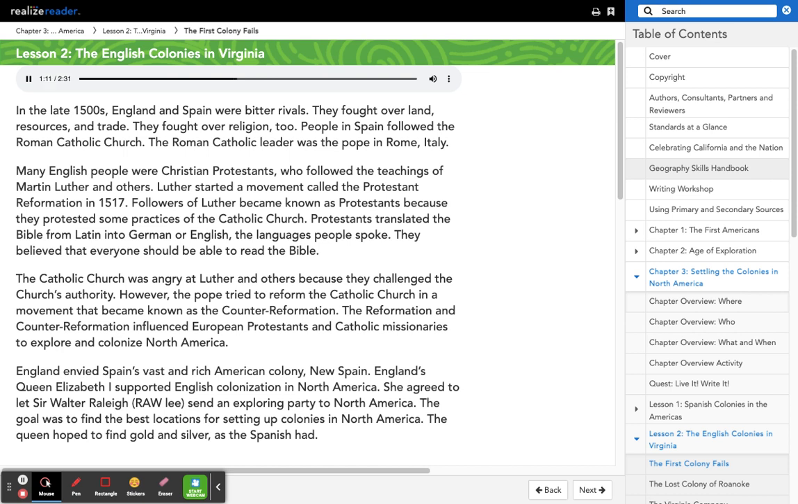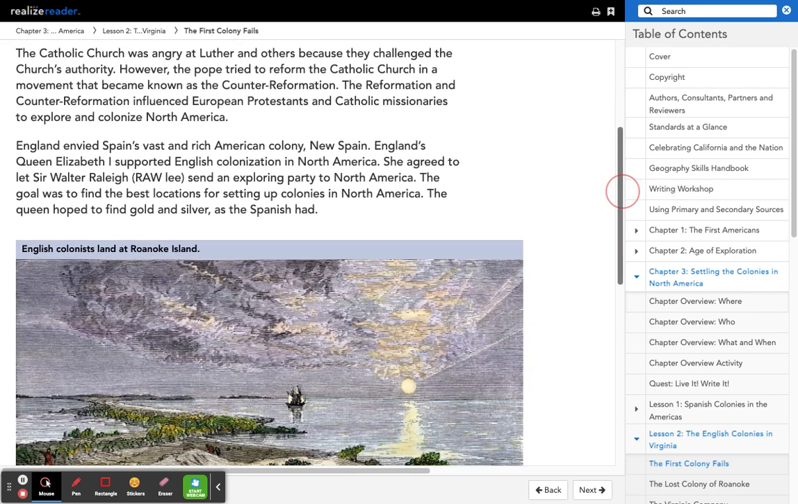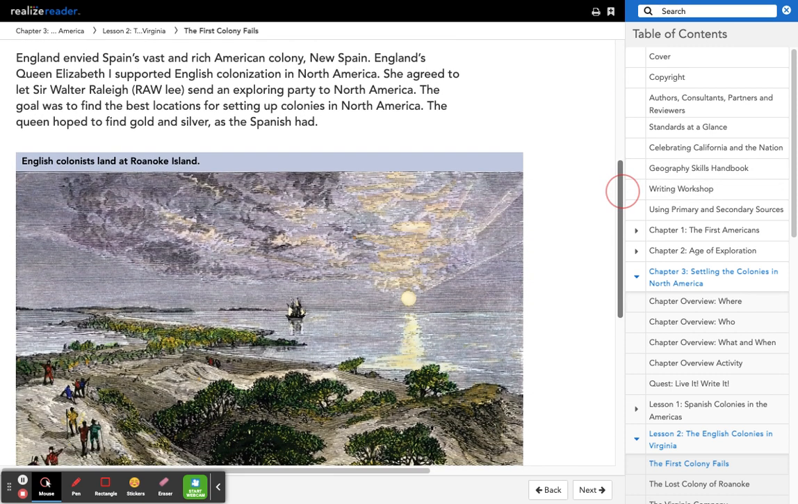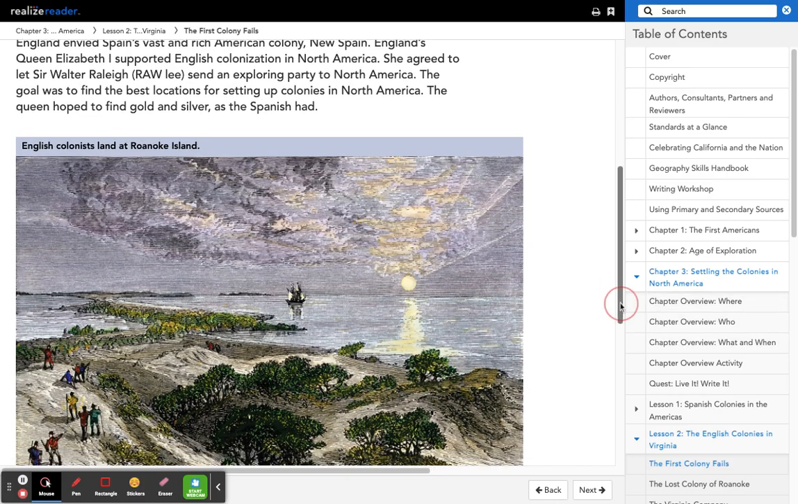England envied Spain's vast and rich American colony, New Spain. England's Queen Elizabeth I supported English colonization in North America. She agreed to let Sir Walter Raleigh send an exploring party to North America. The goal was to find the best locations for setting up colonies in North America. The Queen hoped to find gold and silver, as the Spanish had.